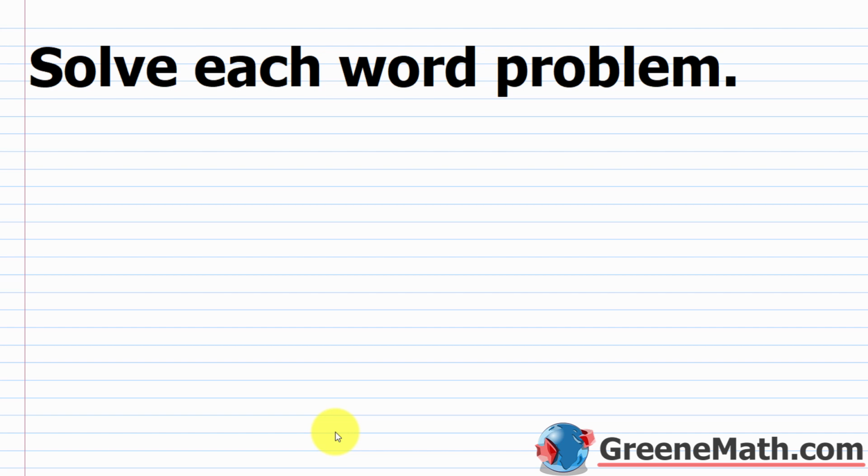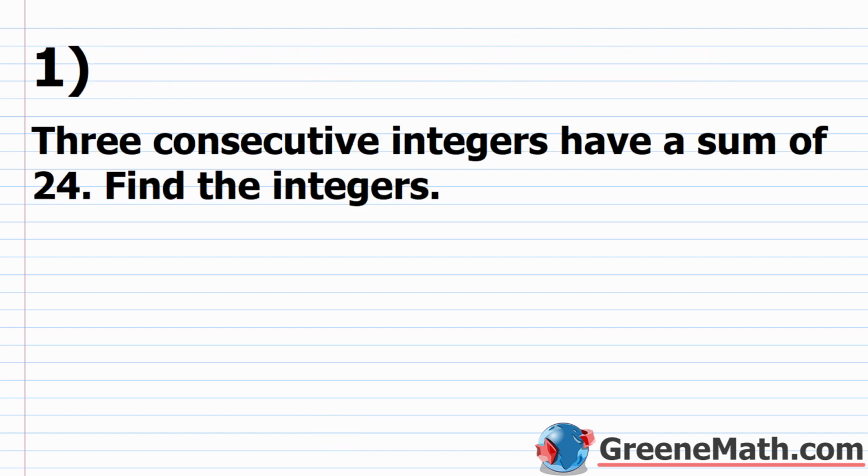All right, let's take a look at our practice test. We're told to solve each word problem. And for problem number 1, we have that 3 consecutive integers have a sum of 24.